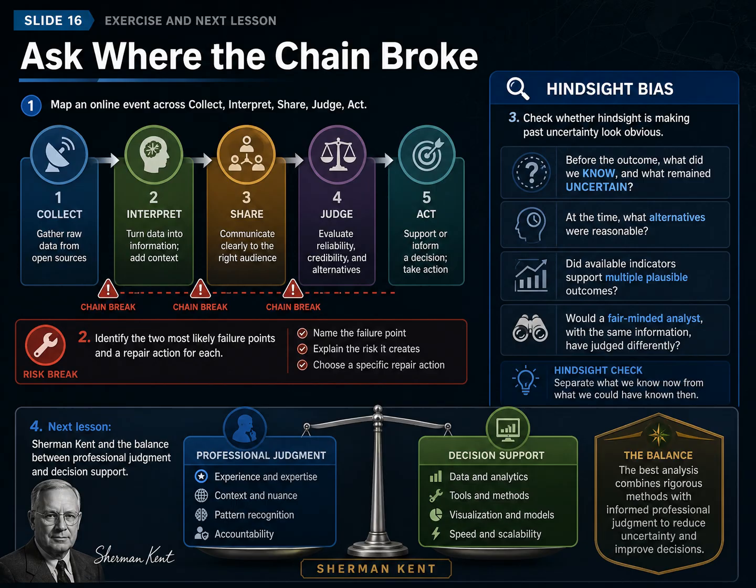Now check for hindsight. Does a clue look obvious only because you already know what happened? What normal information would have competed for attention at the time? The lesson is not to ask, how could they fail to see it? The useful question is, where did the chain break, and how would we detect that break in our own work?